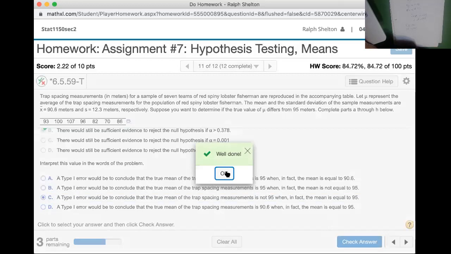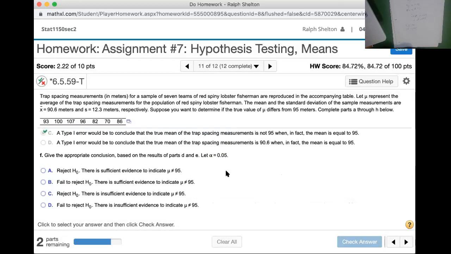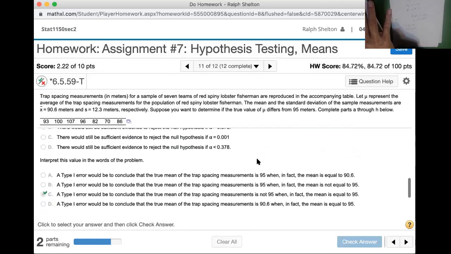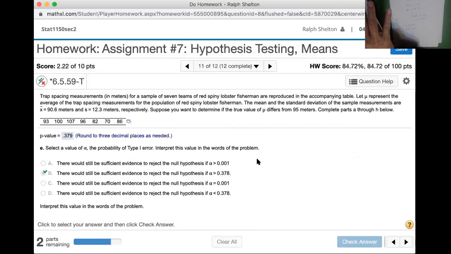There is a method to this madness. F, this is a long problem. Give the appropriate conclusion based on the results of D and E. Let alpha equal 0.05. So what were D and E? We have to scroll back up. D and E.